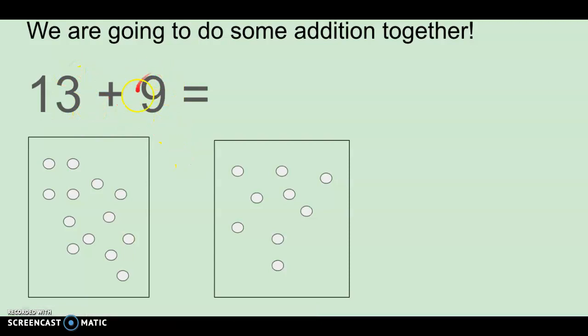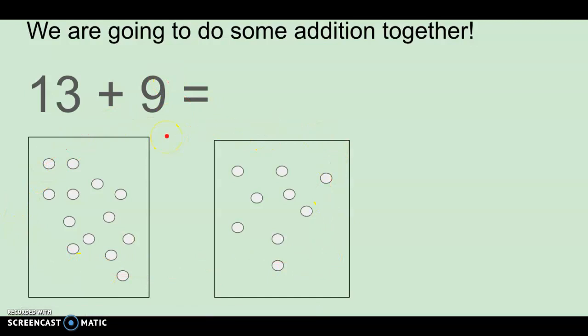Now we need to show 9 more dots. Ready? 1, 2, 3, 4, 5, 6, 7, 8, 9. So 13 plus 9. I want to know how many dots I have all together.